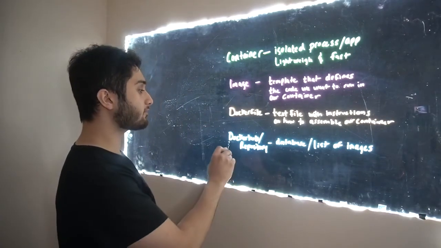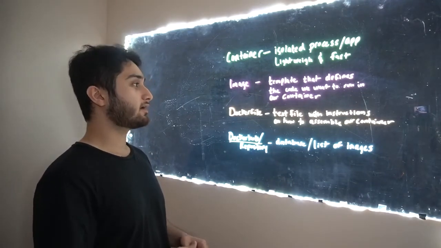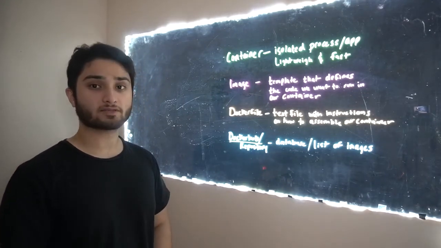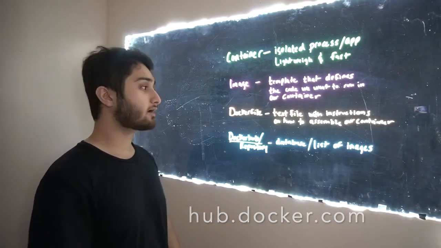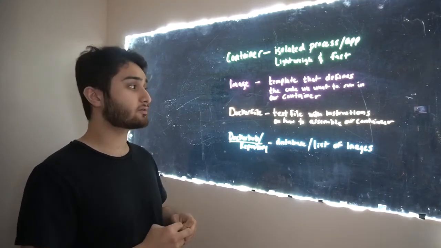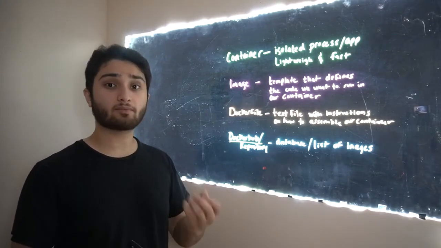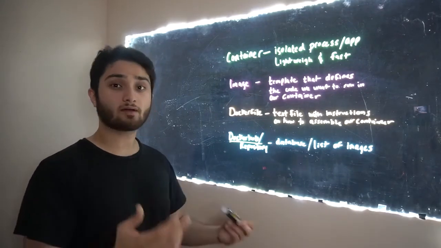I say Docker Hub here because Docker Hub is the default method of sharing your images. So if you go right now online, if you go to dockerhub.com, you'll actually find a list of images there that you can search through, pull down by running docker pull and then the image name, and have access to and run on your computer.